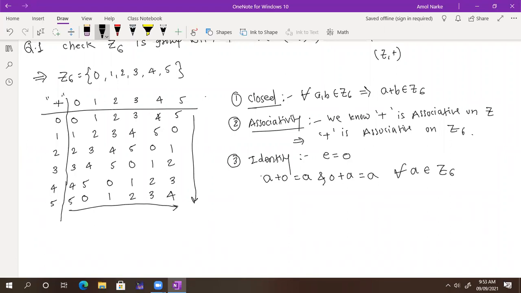See now, if I take any number, 0 plus 0, 1 plus 0, 2 plus 0, 3 plus 0, 4 plus 0, 5 plus 0, I'm getting the same number each time. That is the definition of identity. Yes or no? Identity is satisfied. 0 is the identity of that group. Identity element, got it? Now the inverse.